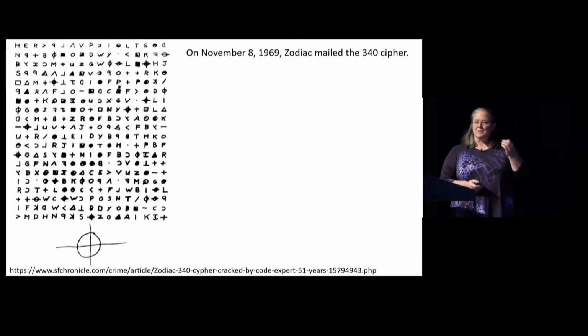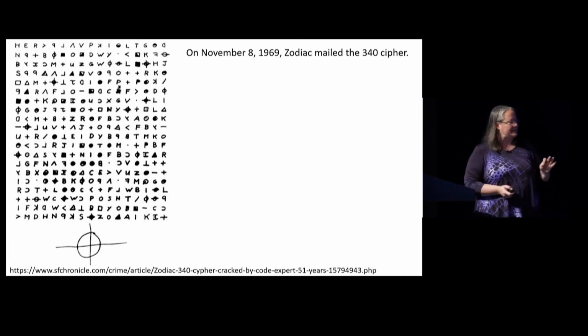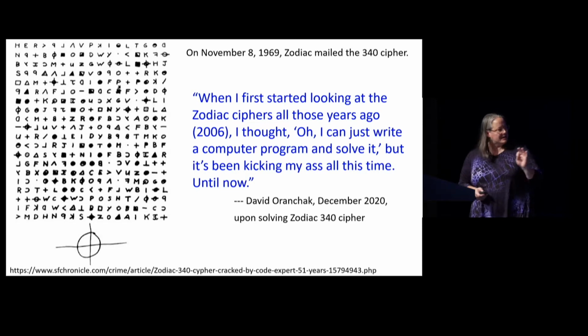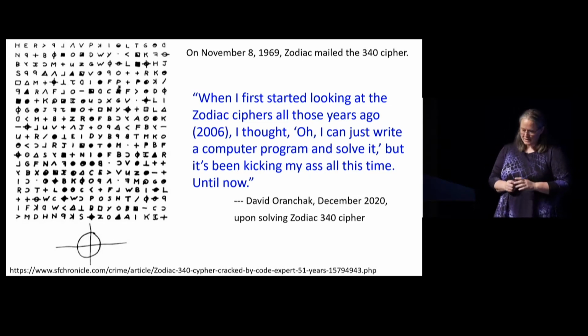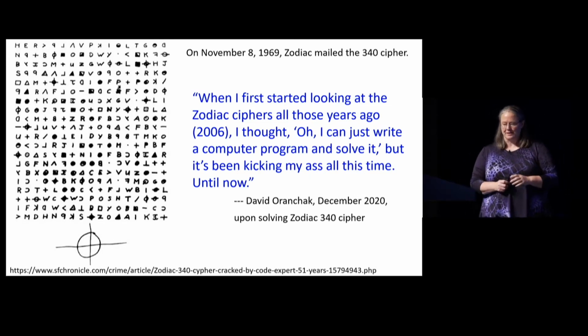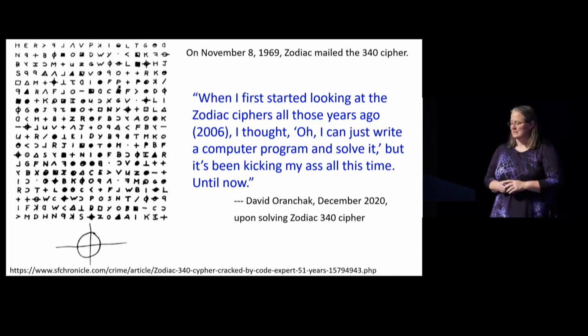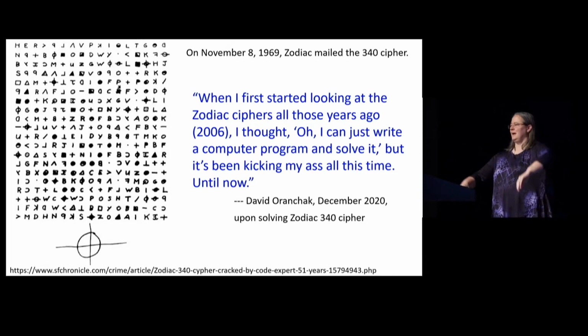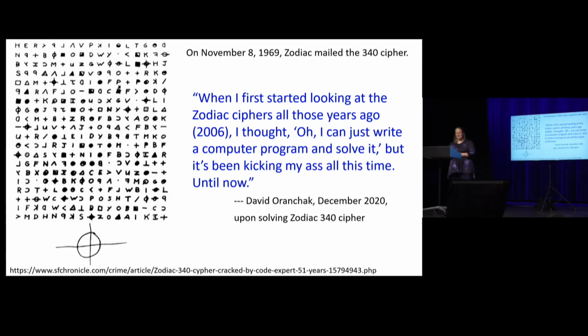It was cracked by a team of three people, an international team. The American of the team was a cryptologist, this guy named David Oranchak. And he said something very profound when he was interviewed about cracking this code. He said, when I first started looking at the Zodiac cipher all those years ago, now he joined the cracking team in about 2006, he thought, I can solve this. I'll just write a computer program to do it.